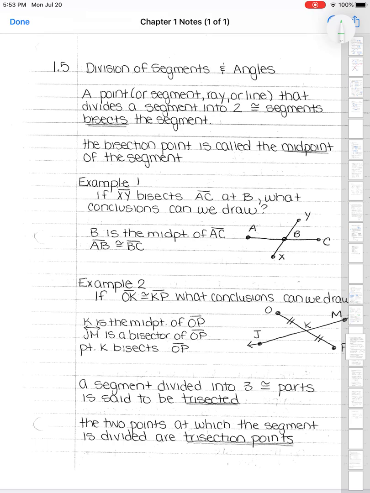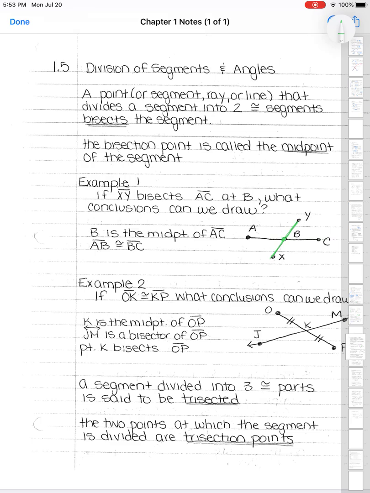Section 1.5, we're going to talk about the division of segments and angles. Some new vocabulary. A point, a segment, a ray, or a line that divides a segment into two congruent segments is said to bisect the segment. The bisection point is called the midpoint. So that middle point is called the midpoint, and the segment is bisected.